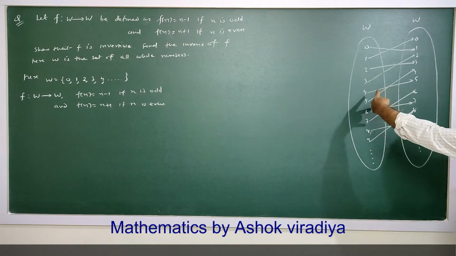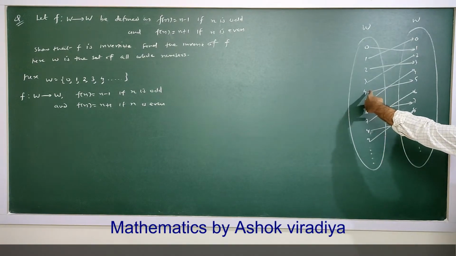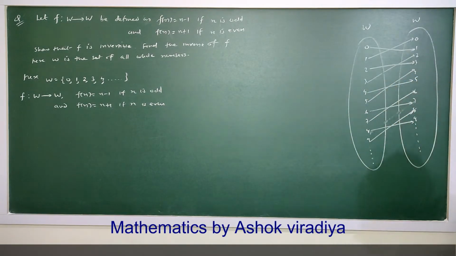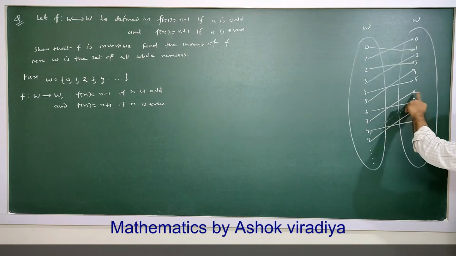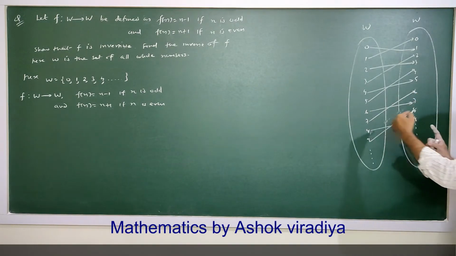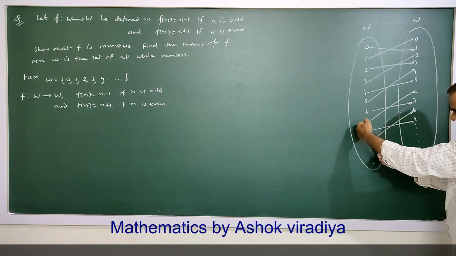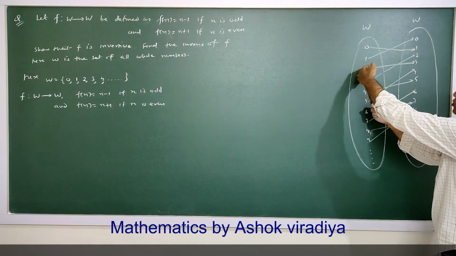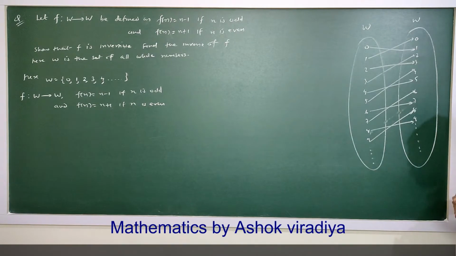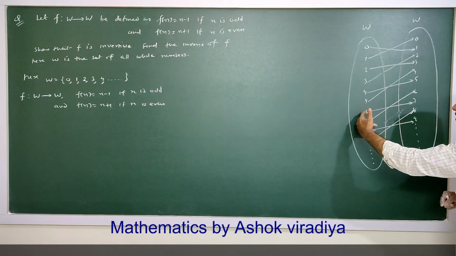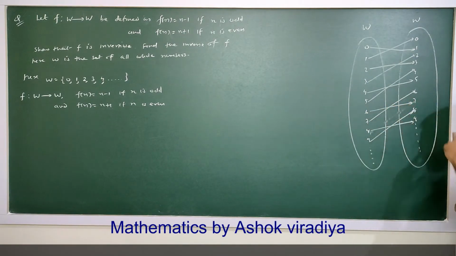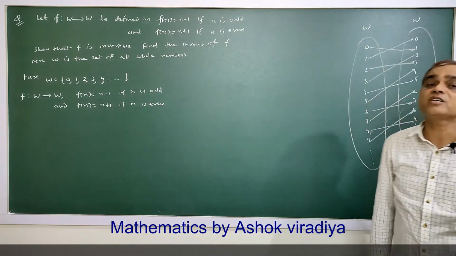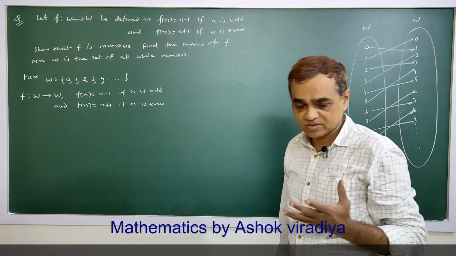If you select any two distinct inputs, their images are distinct. Distinct input, distinct output. Select any two inputs. If both are odd, their images are distinct. If both are even, then also their images are distinct. If one is odd and the other even, their images are distinct. So from this diagram, it is clear that this function is 1-1.